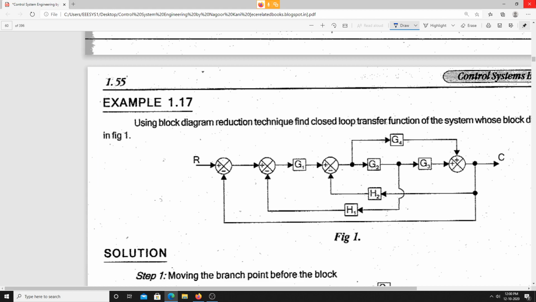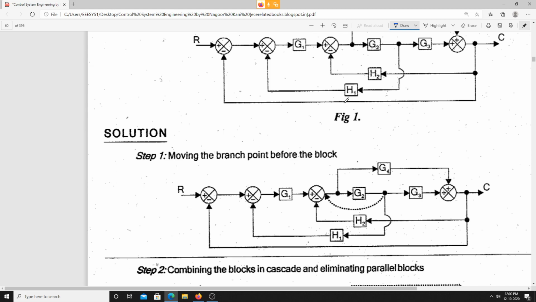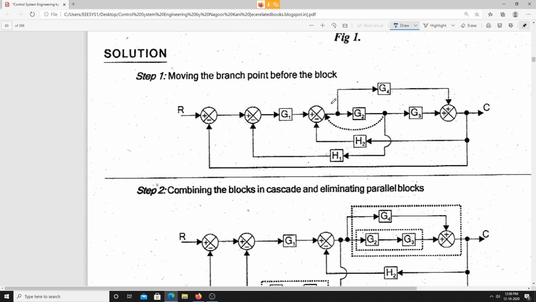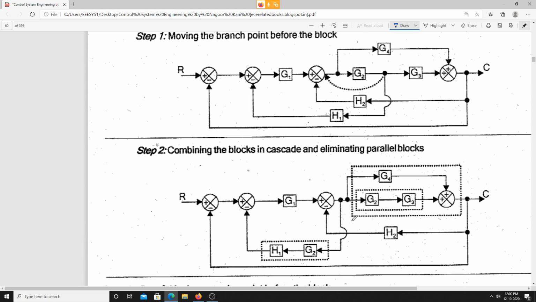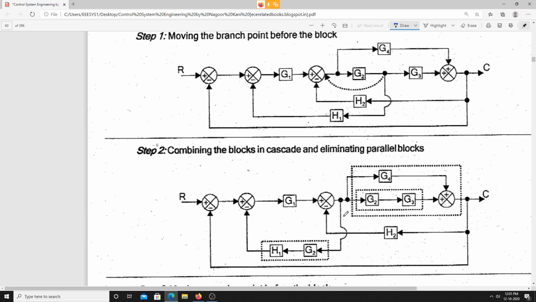Is it clear? So first of all, what are we supposed to do here? By looking at this particular figure, if you move this branch point here, moving the branch point before the block, so I'm moving the branch point before the block. If I move the branch point before the block, we can combine this parallel path. Is it clear? This parallel path will get combined.